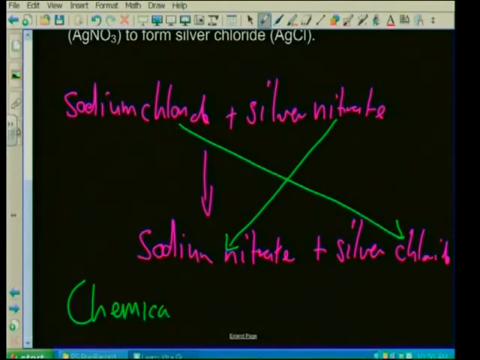So what have we done? We've made new stuff. As soon as you see that we've made new stuff, what can we conclude? This is a chemical change. What you will notice if you do this on a macroscopic level is you will get in the solution a lovely precipitate forming, white precipitate. That means at the bottom of the beaker you'll get a white substance forming that you will clearly see.